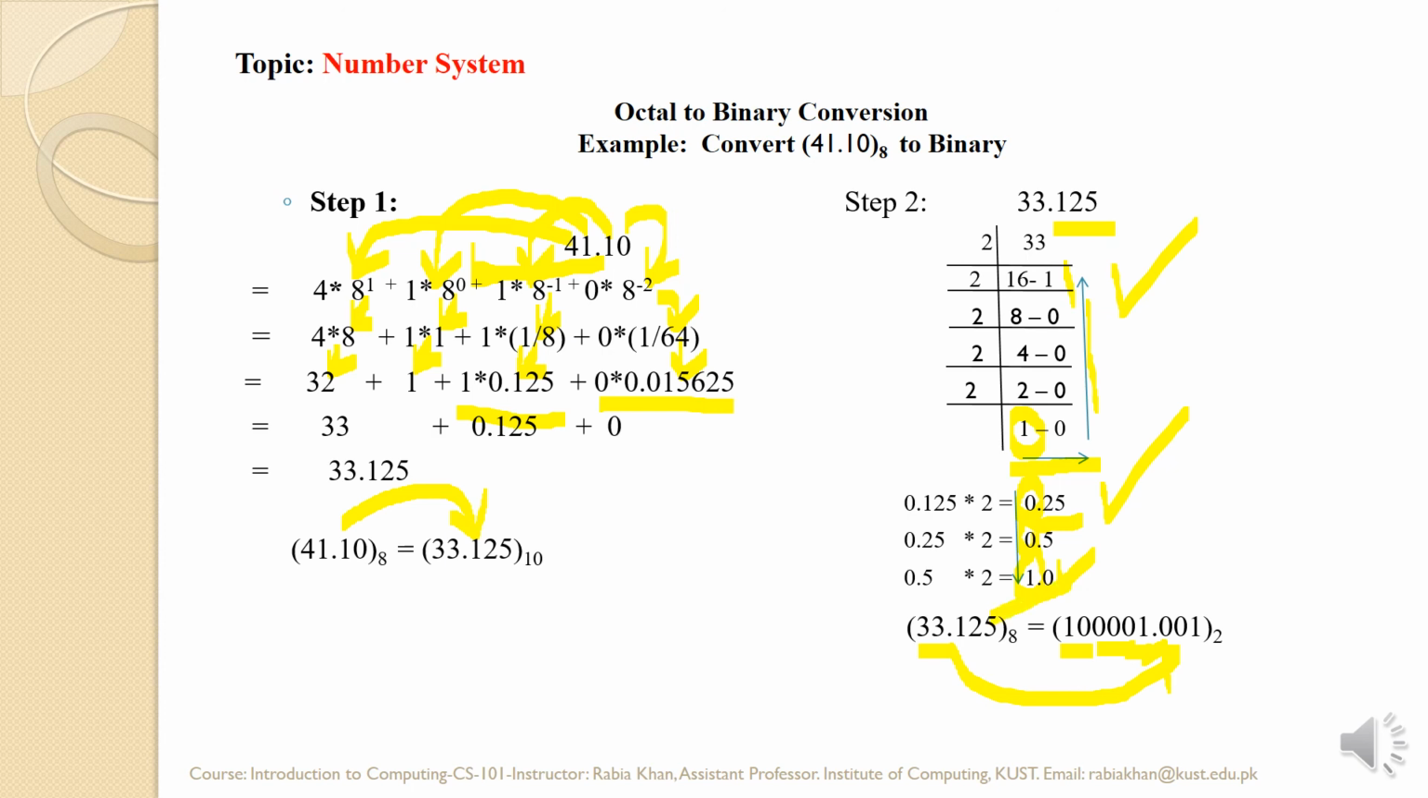0.125 is written in top-down manner. So top-down manner, that means first is 0. Next is also 0. And last is 1. You can see here 0, 0, 1. So it is base 2. Collectively we write the answer: 41.10 in base 8 is equal to 10001.001 in base 2. I hope both the methods should be now clear to you.